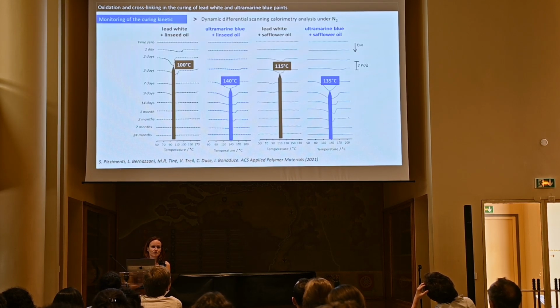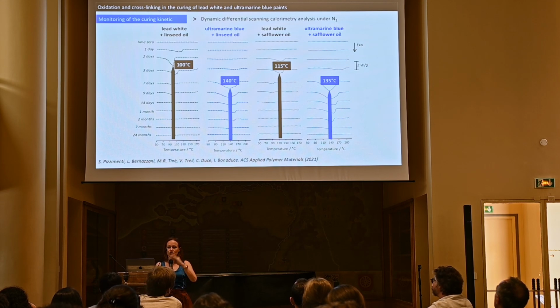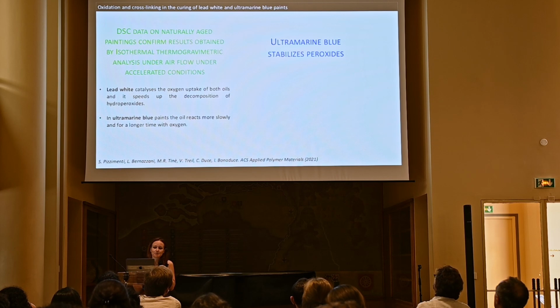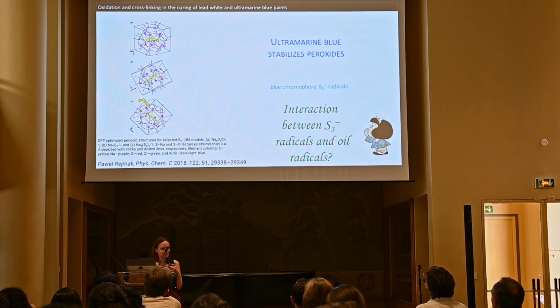But if you look at the temperature that is necessary to decompose those peroxides, you will see that ultramarine blue decomposes at a higher temperature with respect to lead white paints. So this means that ultramarine blue stabilizes the peroxide species in the paint layer. Why does it do that? We don't know.